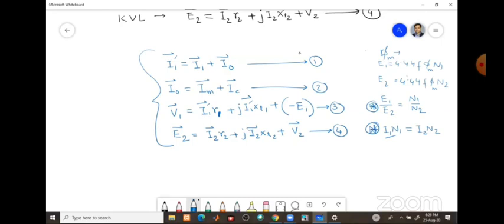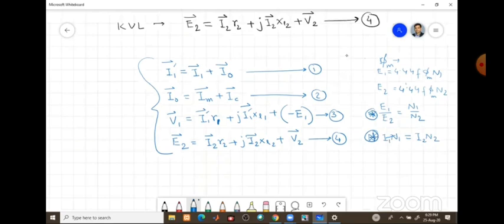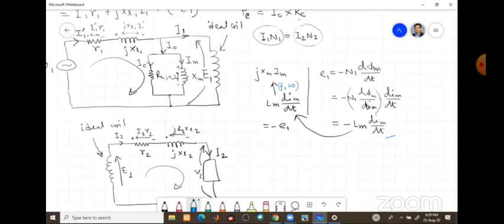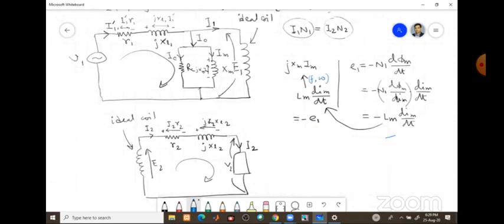Okay, if you don't have any questions, then I will move forward. Now, you see, if you look at the circuits, can you tell me what is the name of this and this circuits? Anybody?